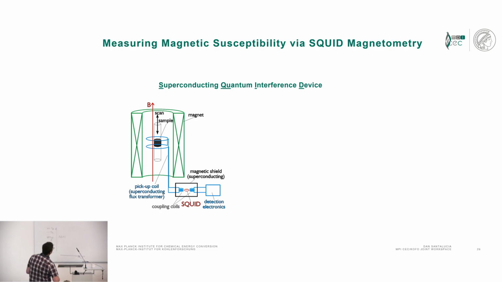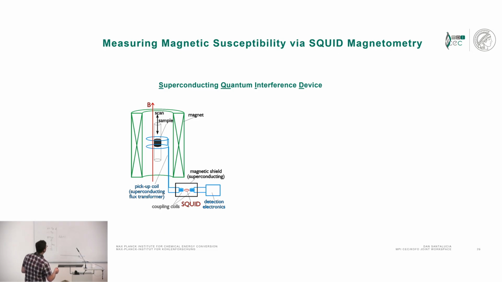But the key punchline here is we have a little bit more of a modern method to do this. And the real advantage of squid magnetometry is that you have a lot more control, you have a lot more precision, and you have a lot more types of experiments you can do. Okay, let's talk about how it works.